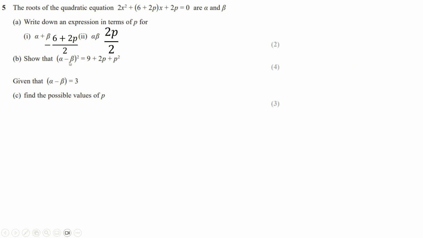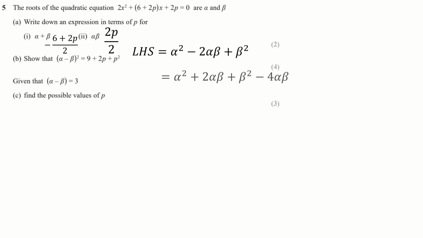Show this thing here. So a minus b all squared, I can write it like this. And then if I just add in 4 copies of alpha beta, only to take them away again, I'll end up with this. And this itself factorizes back to something similar but more useful, which is alpha plus beta squared. And that's useful because alpha plus beta is this, and alpha beta is that.